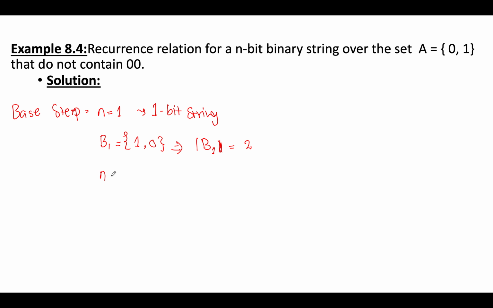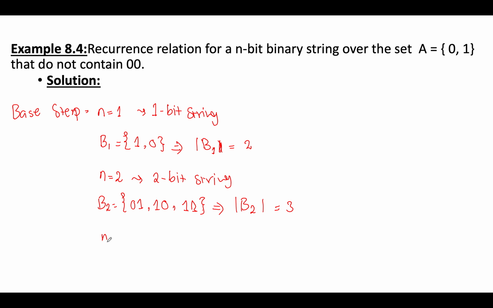If we say that n is 2, which means a 2-bit string, then the values in my set might be either 0 1, 1 0, or 1 1. And if you notice here, we eliminate 0 0 because it should not contain 0 0. And from here we can see that the number of values in the set is equal to 3.